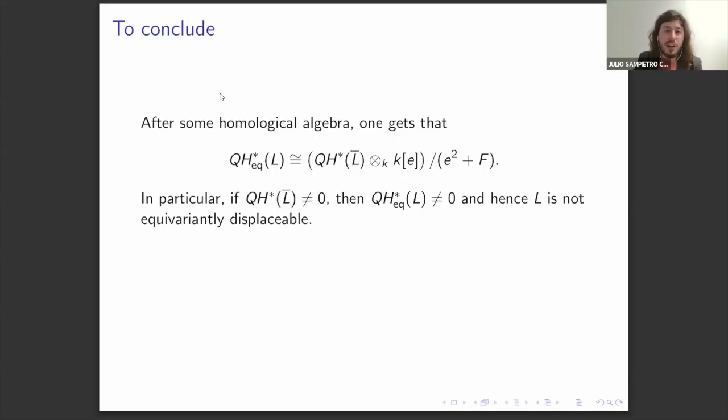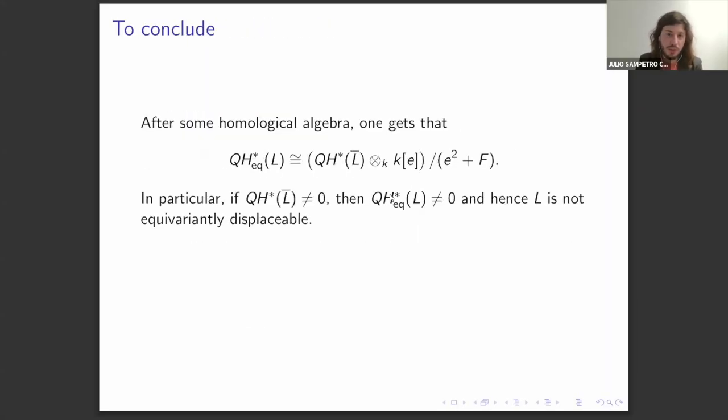And after some homological algebra, knowing the decomposition, you just compute what the cohomology is, and it's going to be just the quantum cohomology downstairs, tensor k adjoint e modulo e squared plus f, and so we get a result. You can check that this is isomorphic as a Z2 module to the direct sum. And if QH star of L bar is non-zero, then QH equivariant is going to be non-zero, and hence L is not equivariantly displaceable.